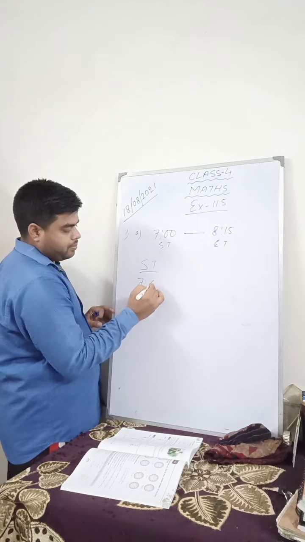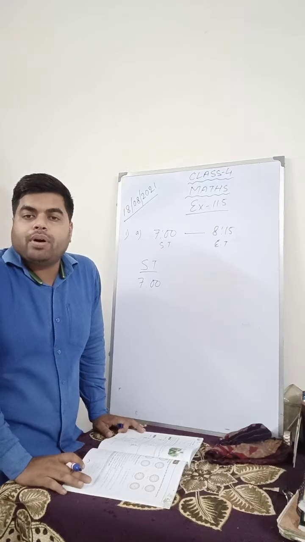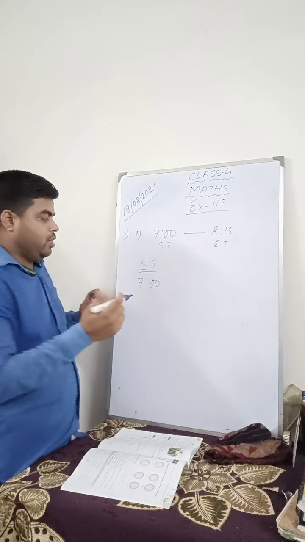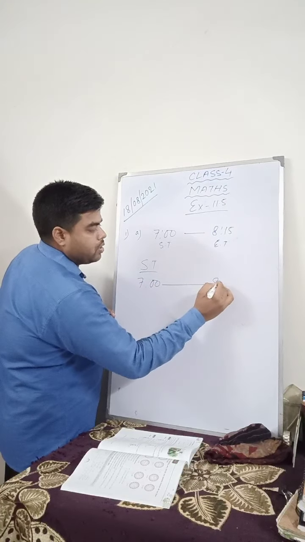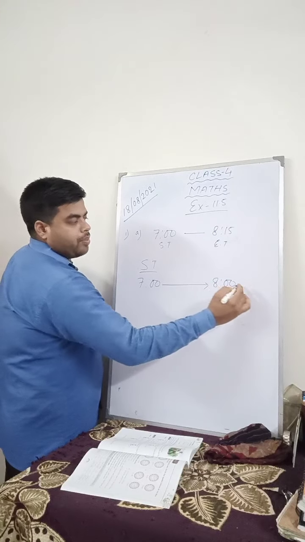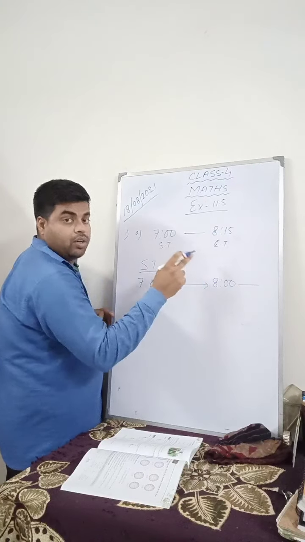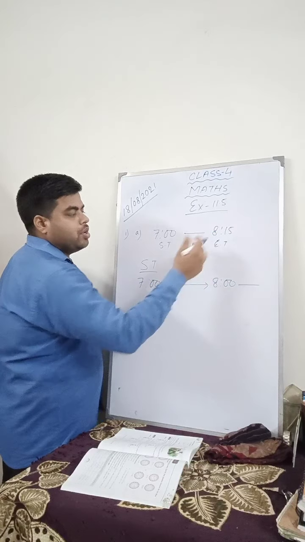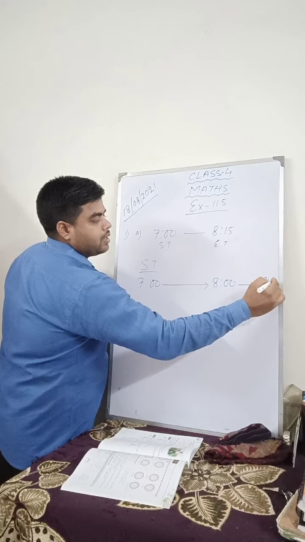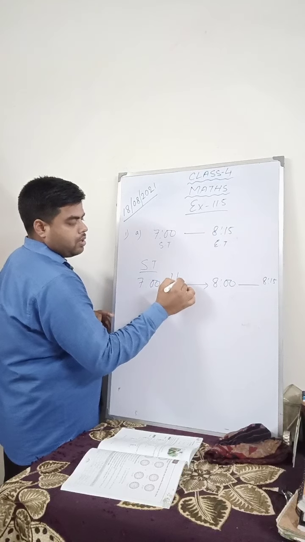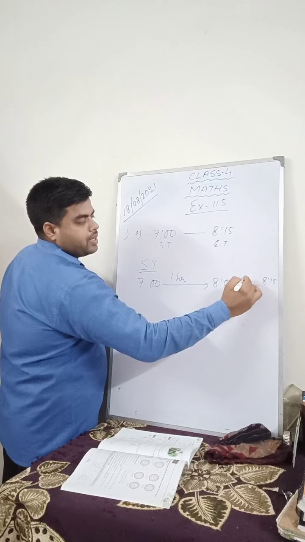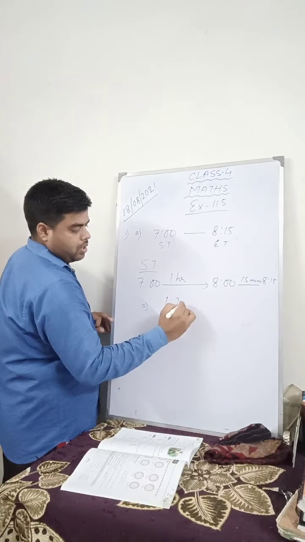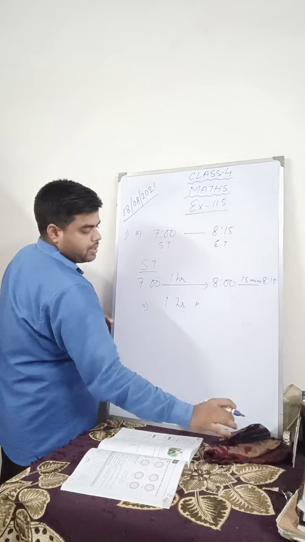7. You will always keep a gap of 1 hour. If it is starting at 7 o'clock, what will be after 1 hour? 8 o'clock. And from 8 o'clock, if you say 9 o'clock, you are going beyond the given ending time. So you write 8:15. So from 7 to 8 is 1 hour, and from 8 to 8:15 is 15 minutes. So what is the answer? 1 hour 15 minutes.